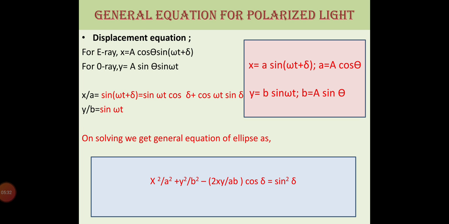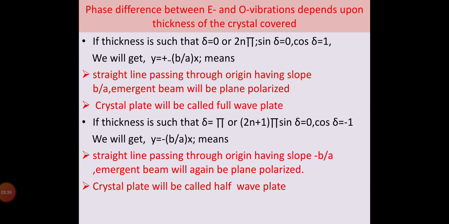So we can say that light which is emerging from the crystal plate is generally elliptically polarized. Now we can discuss some special cases. We have already said that the phase difference between E and O component depends upon the thickness of the crystal covered. So we discuss the special cases.